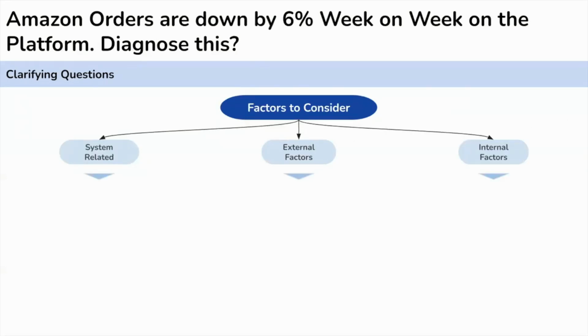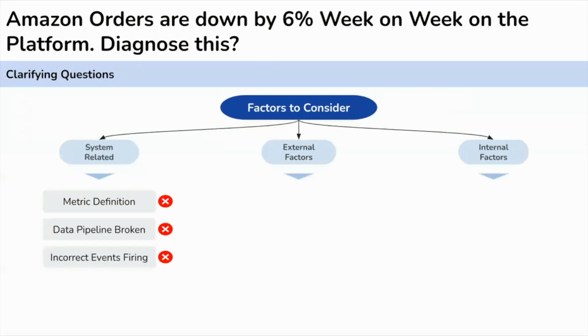In the system related factor, there can be factors related to a change in metric definition, change in event and instrumentation, breaking in the data pipeline, or related to some timeout and bug. We have discussed each of these external issues in great detail in the previous video. You can refer to the previous video. But here let's assume that there is no such condition. So we are sorted from the system related point of view.